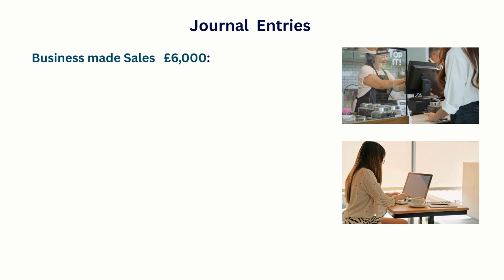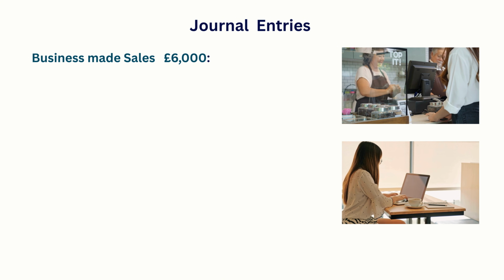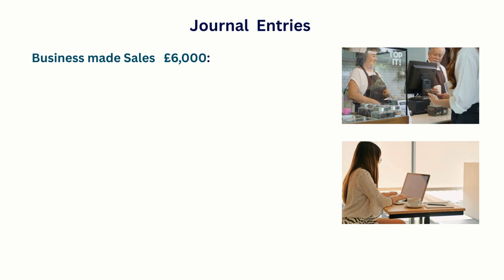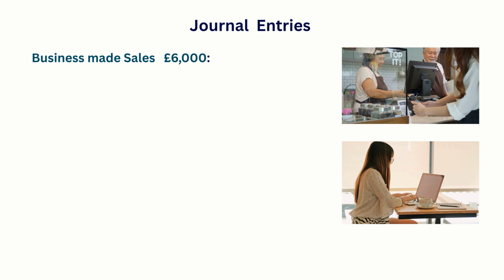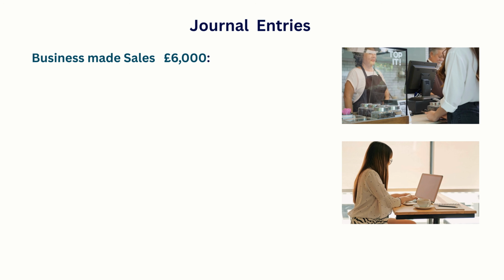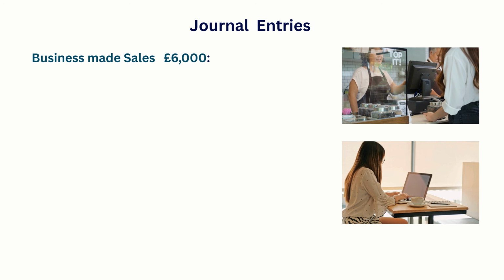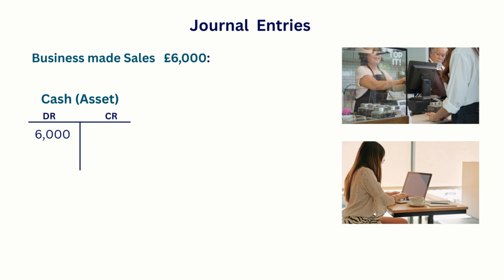Now let's move to the part of the business that everyone focuses on, sales. In our example, the coffee shop has made £6,000 in cash sales. When we make a sale, two things happen at the same time. First of all, the business receives cash, so immediately we know that cash, which is an asset, increases. It came from the business actually trading, from serving customers, from selling coffee. The business has now earned income.